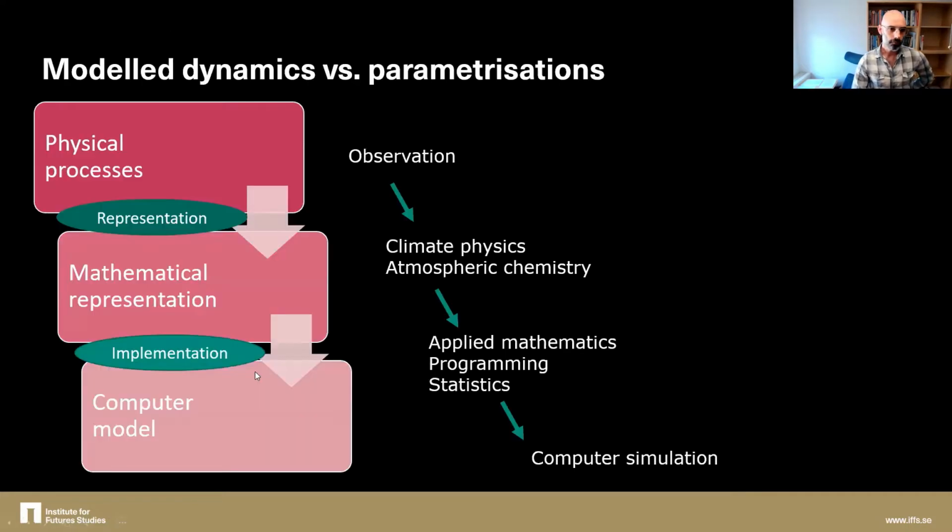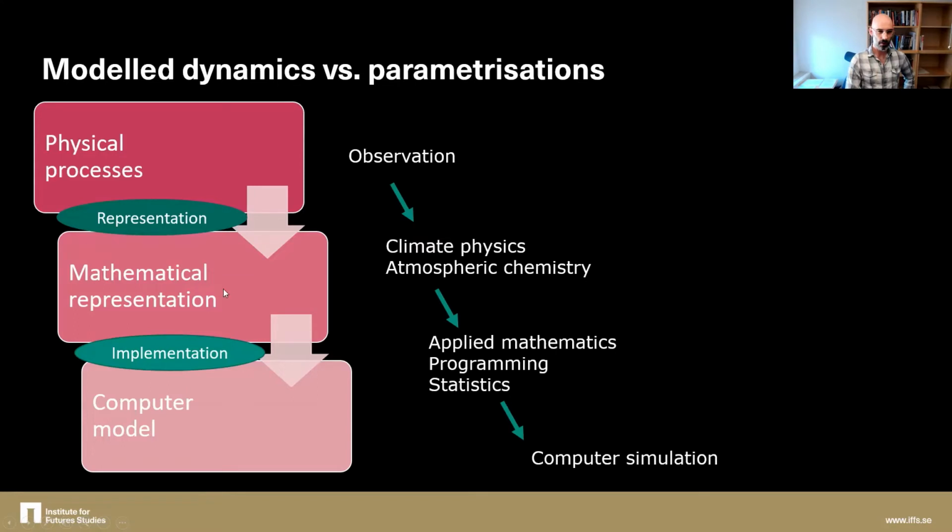Okay, so a final bit of setup here. When these models are constructed, there's a kind of preferred path, which is the one I gestured at before, which is that you have a bunch of observations about the climate and you kind of capture the important relations using scientific theory, climate physics, atmospheric chemistry, and so on.